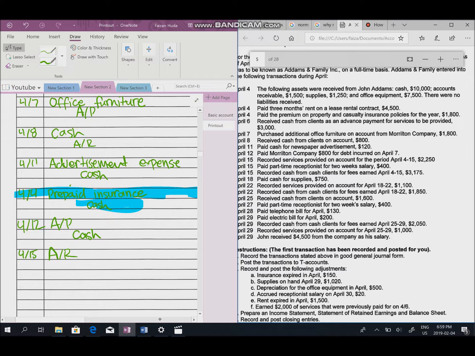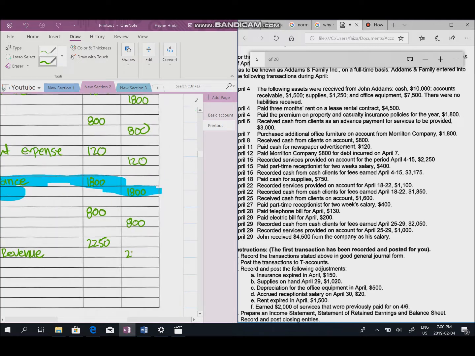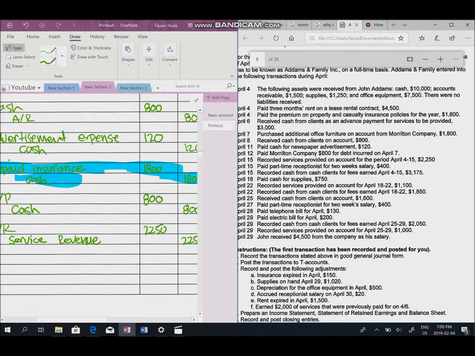And this would be service revenue. The reason this is service revenue is because you have provided this service. If you did not provide the service and you already received the money, then it would have been unearned revenue. But since you provided the service, this would be service revenue, which I'll credit for the same amount, $2,250. Again, I already said why we credit revenue: it is to increase our owner's equity.